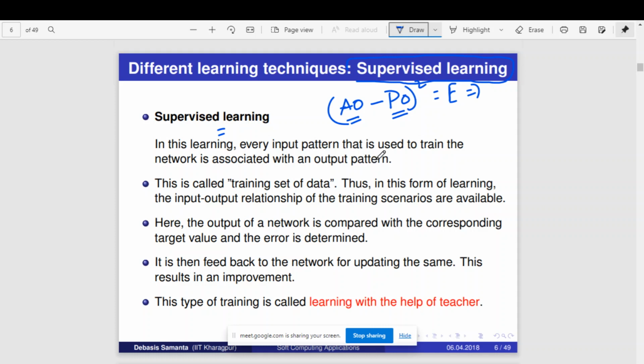This process is called supervised learning. Why is it called supervised learning? Because we have something called a training data set. In the training data set we know what the input is and what the output is, everything we know. You are given the input and output. With the actual output we compare the predicted output and adjust the weights. Such a mechanism is called supervised learning. Right?